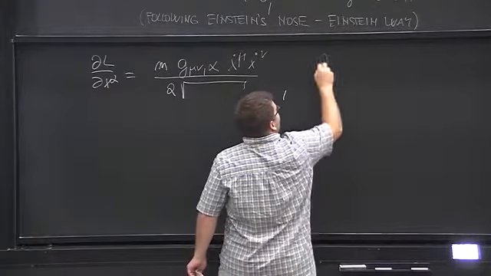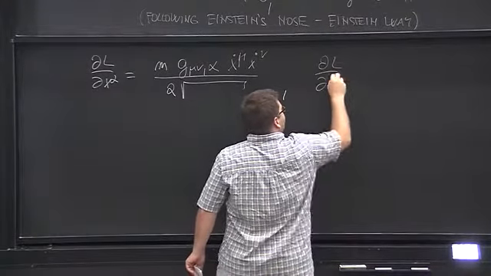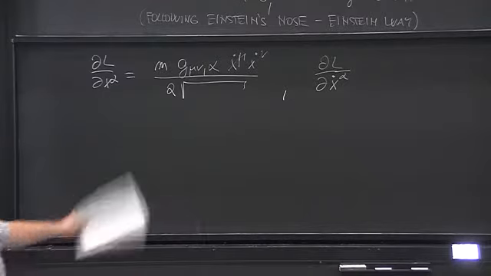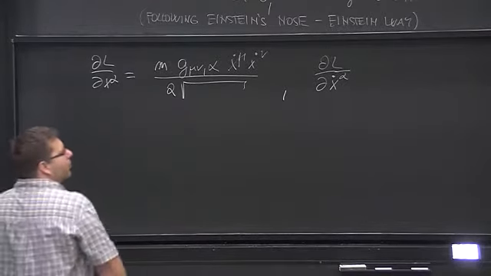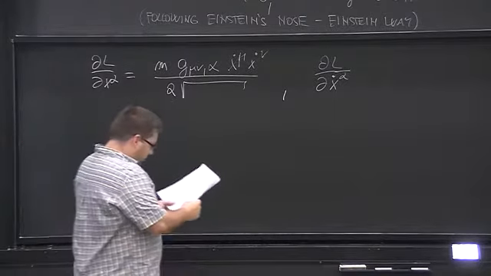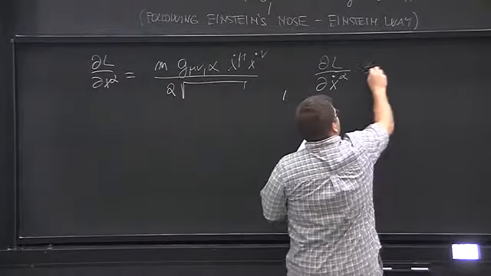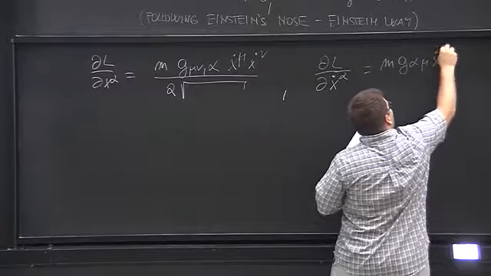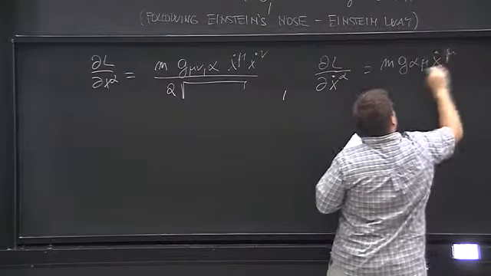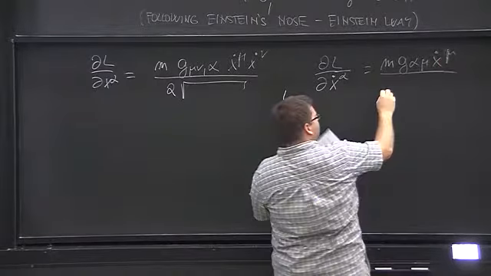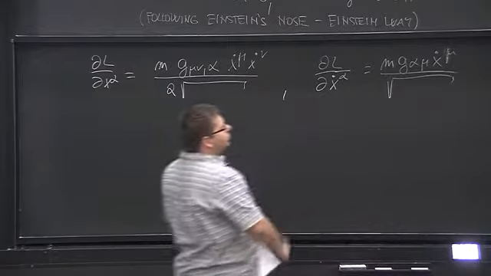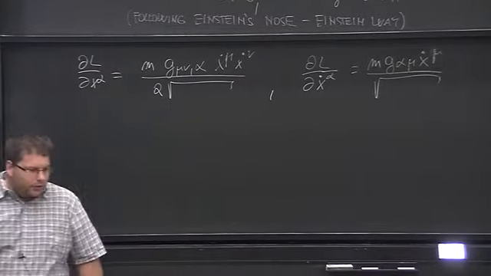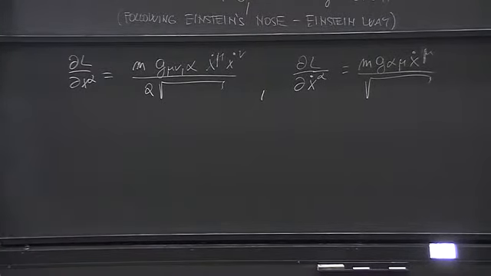Now I need to calculate dL over dx dot alpha. Now the metric is a spectator. It doesn't depend on x dot, but I have 2 velocities, so I have 2 terms, which are exactly the same terms. And it simply gives you m g alpha mu x dot mu. And there's no factor of 2 in the square root. Okay, so this is what you get from here.